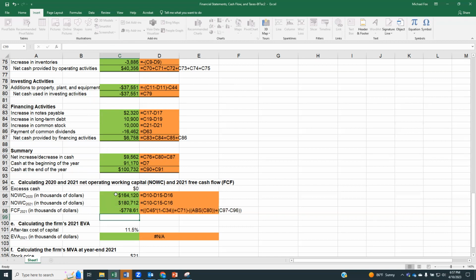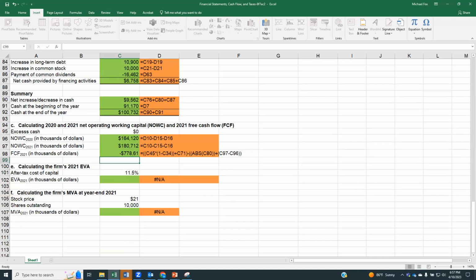So I can see that my free cash flow is negative 778.61. That actually means that I'm not going to have enough cash flow to cover things. So I'm going to have to do something about it, which is a good thing to know ahead of time, right, for a business. Well, that we didn't have enough in these past 2 years, and so we need to adjust. Okay. All right. So let's take a look at EVA.